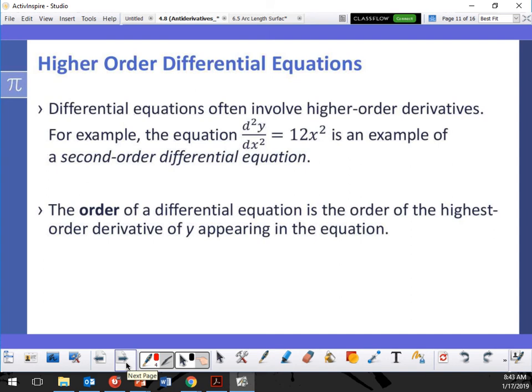A differential equation involves higher order derivatives. For example, the second derivative, so it's going to be d squared y over dx squared. So that says it's the second derivative of this. Example, a second order differential equation. The order of a differential equation is the order of the highest order derivative of y appearing in the equation. Does that make sense? Probably not, right?